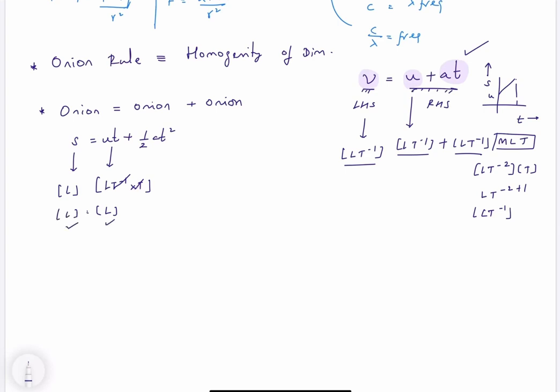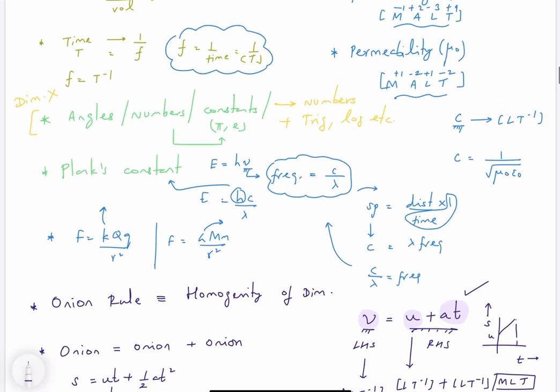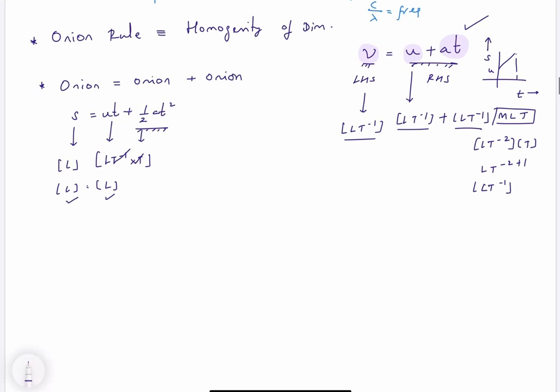This onion is satisfied. But I just need to see this. Now, some of you might be wondering, hey, Jesse, should I also consider this 2 over here, this half over here? So is it that after I write my final dimension, should I divide everything by 2? No, no, no. Because what I told you, angles, numbers, constants, all these are dimensionless. So don't consider these while you're writing dimensions.